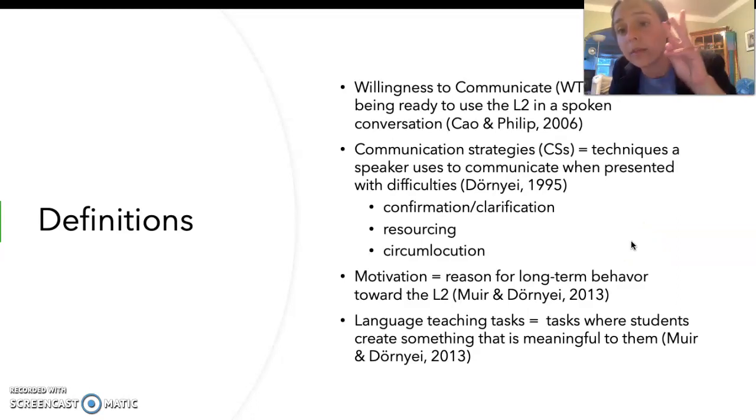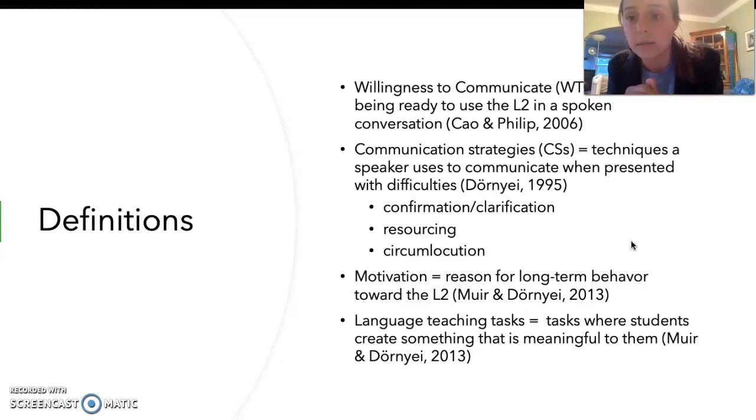I'll be focusing on 3. Number 1 is confirmation and clarifying, basically teaching como se dice and qué significa blank. The second is resourcing, when a student can actually use an assignment to reference a word that they are trying to communicate.